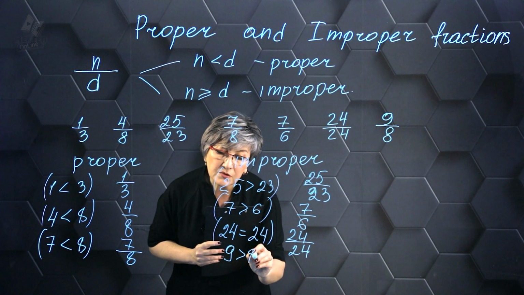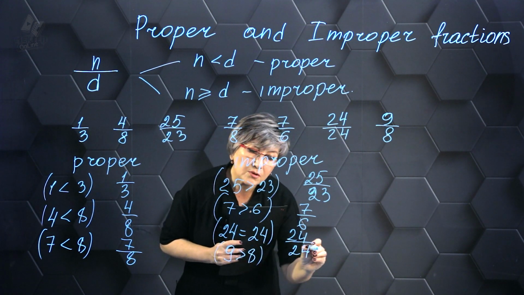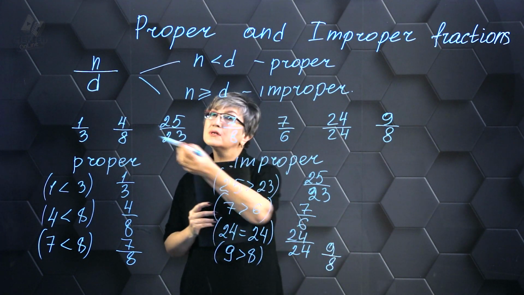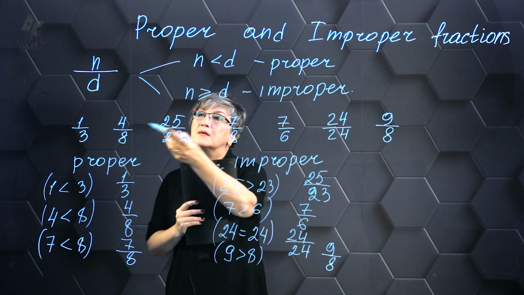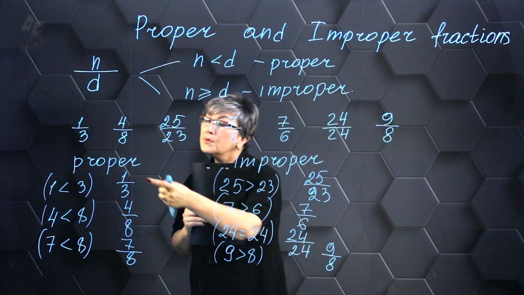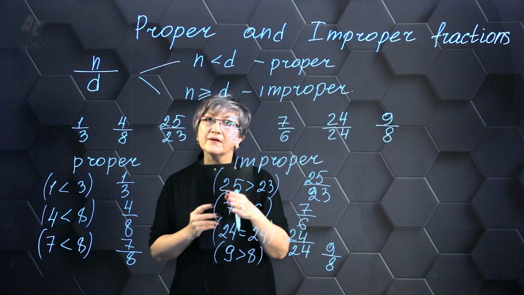We still have one more fraction remaining, which is 9/8. 9 is greater than 8. Thus, this fraction will also be classified as improper. As a result, out of these 7 fractions, I ended up with 3 proper fractions and 4 improper fractions.